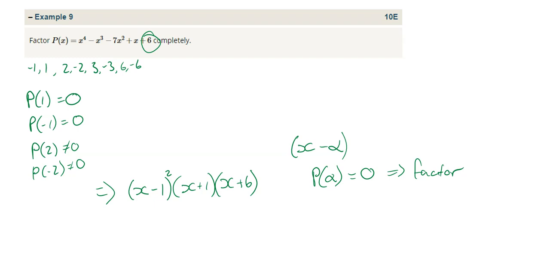Yeah, negative 2 works. Negative 2 works. You said it didn't work. Josh, you said it didn't work.